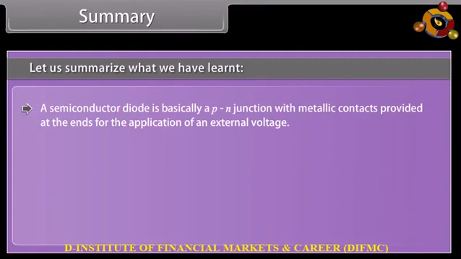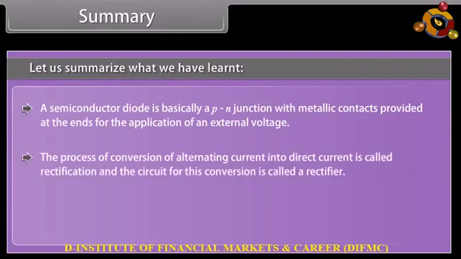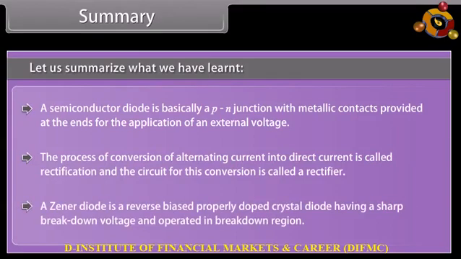The process of conversion of alternating current into direct current is called rectification, and the circuit for this conversion is called a rectifier. A Zener diode is a reverse-biased, properly doped crystal diode having a sharp breakdown voltage and operated in the breakdown region.